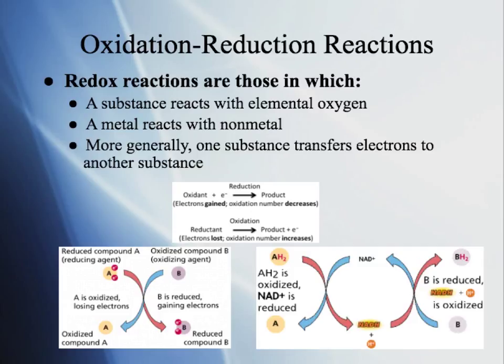So again, it's either a substance reacting with elemental oxygen, and it has to be elemental, meaning O2 in the reaction, not like CaO, calcium oxide. That's not elemental, so that's not what we call oxidation reduction. It's got to be O2. Or it is, like we just talked about, metals with nonmetals. Or more generally, any substance that transfers electrons to another substance is going through an oxidation reduction reaction.